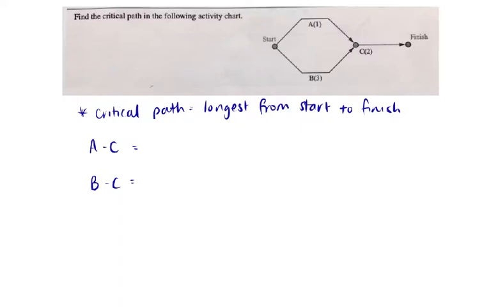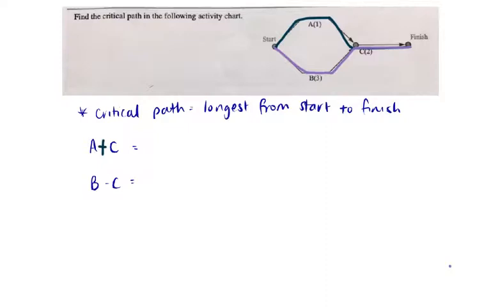Let's look at a simple example where we're looking for the longest duration from start to finish to work out the critical path. As you can see here, there are two options. We can either go from start to A to C to finish, or we can go from start to B to C to finish. What we're going to do is add both of the durations to calculate, and see which one's the longest.